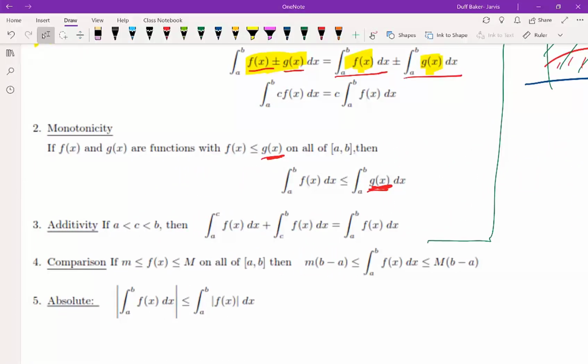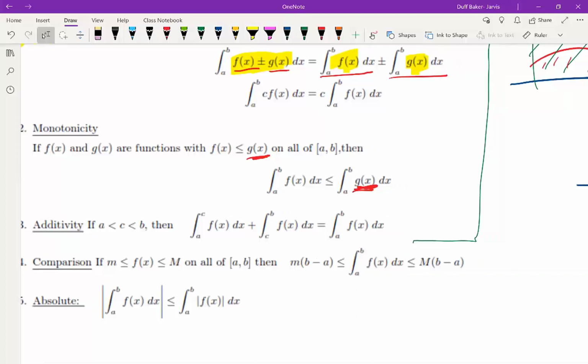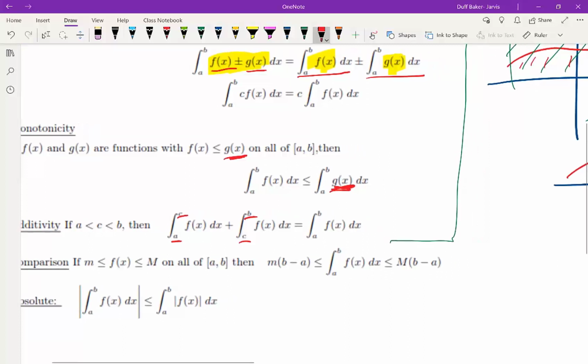And then the third one, which also gets used quite a bit, is saying, like, if I take the integral, so sort of the way you should read this is, you have from a to c, then from c to b, right? And that's the same as the area from just a to b.